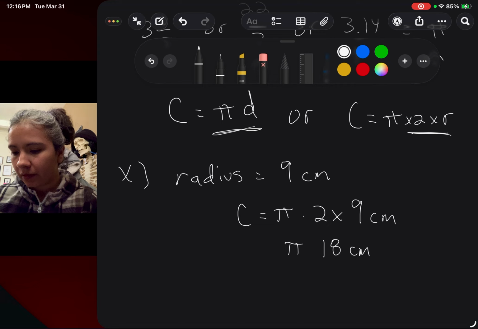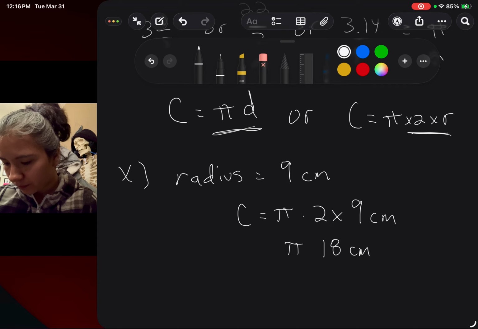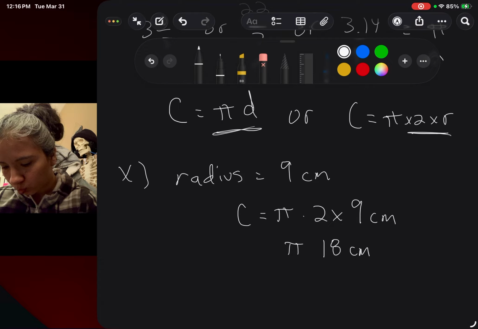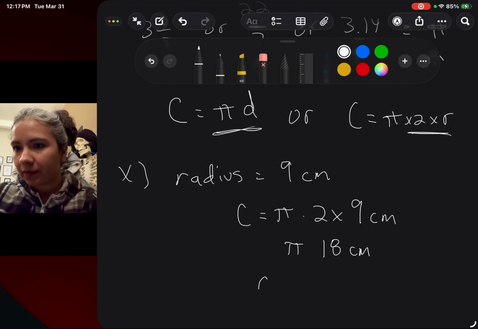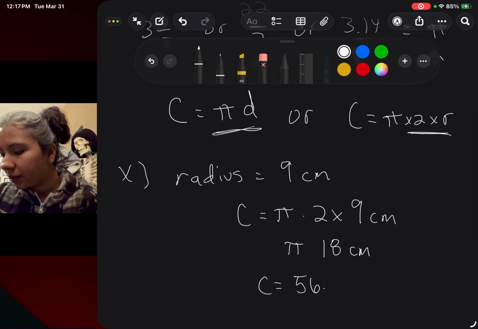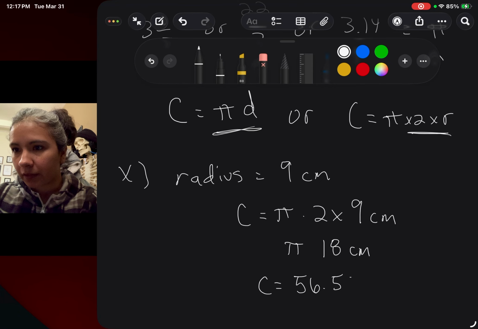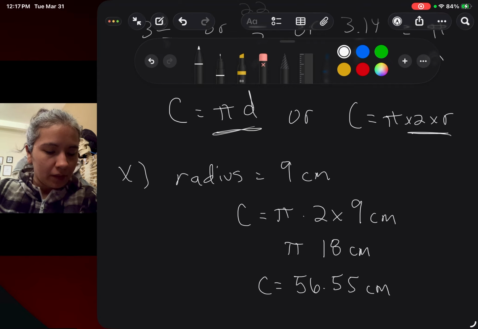You can put this into the calculator. Okay, so 18 times pi. That's going to give us 56.54886. So I'm just going to round that. That's the approximate solution if we use the pi button.